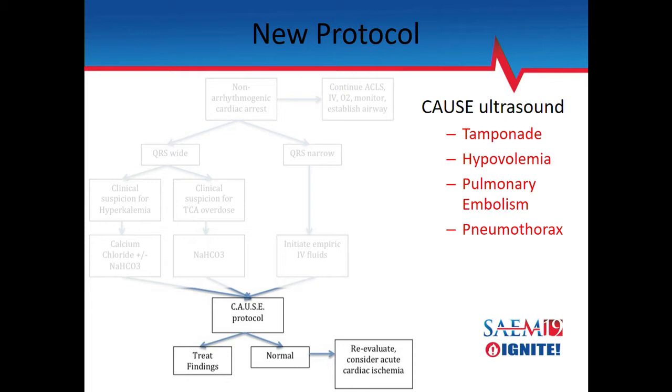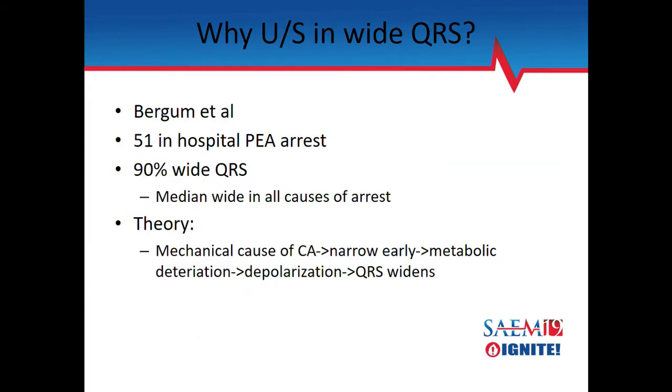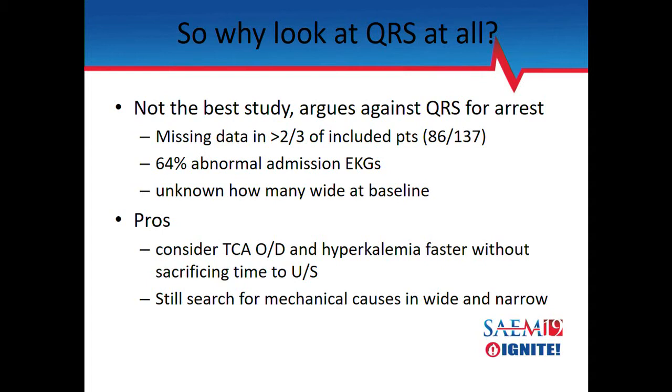So I mentioned doing ultrasound with wide QRS too, but we talked about mechanicals more likely to be narrow. So why is that? Why look for mechanical causes with a wide QRS? So the reason why is there was a study that came out from Bergam et al. It was 51 in-hospital cardiac arrest patients. They found that 90% of those patients had a wide QRS, and median was wide in all the causes. So their theory was mechanical cause of arrest may be narrow early, but it will ultimately deteriorate to wide.